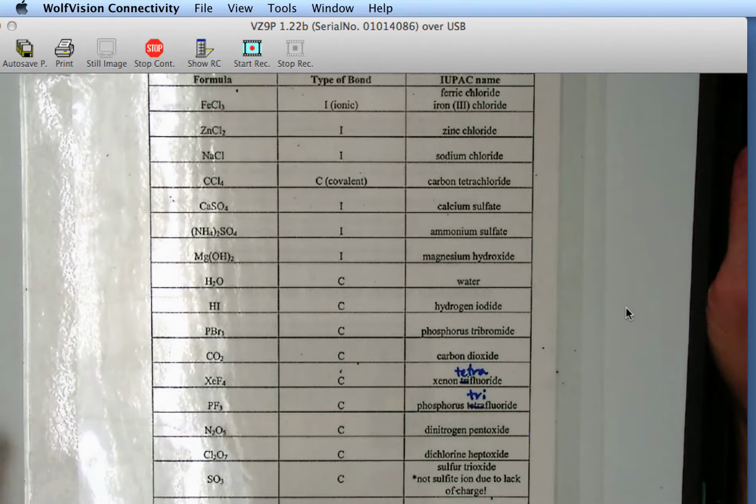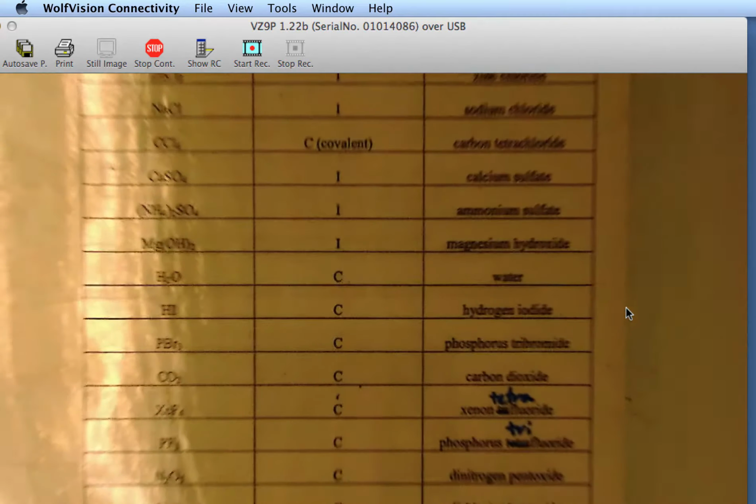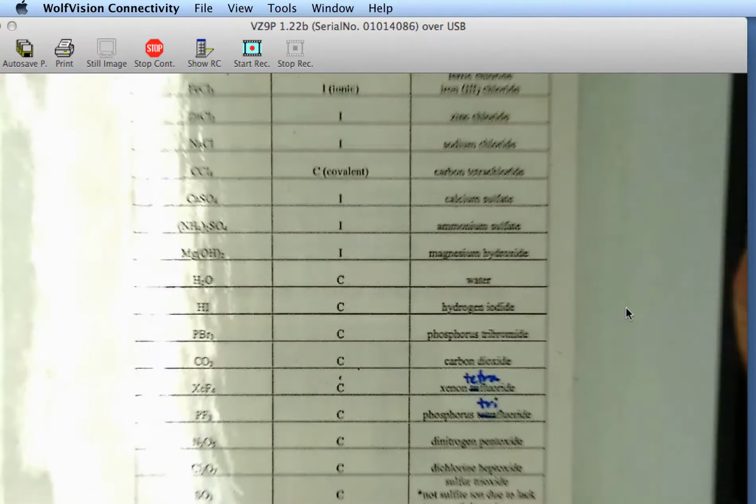Might be. No, that's not easier to see. I'm trying to help you.